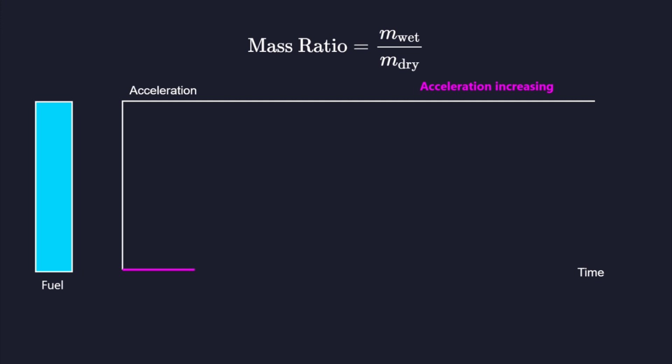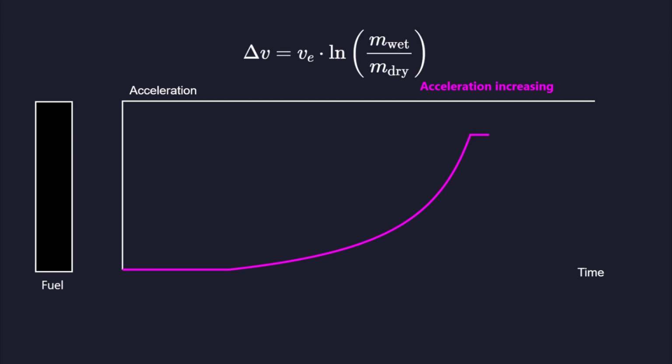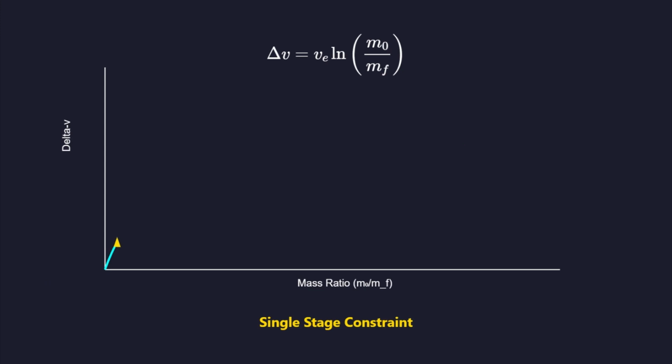Mass ratio is the wet mass divided by the dry mass. As the rocket burns fuel, its total mass decreases, meaning the same amount of thrust produces increasing acceleration. This nonlinear relationship is why we use the natural logarithm in our calculations.